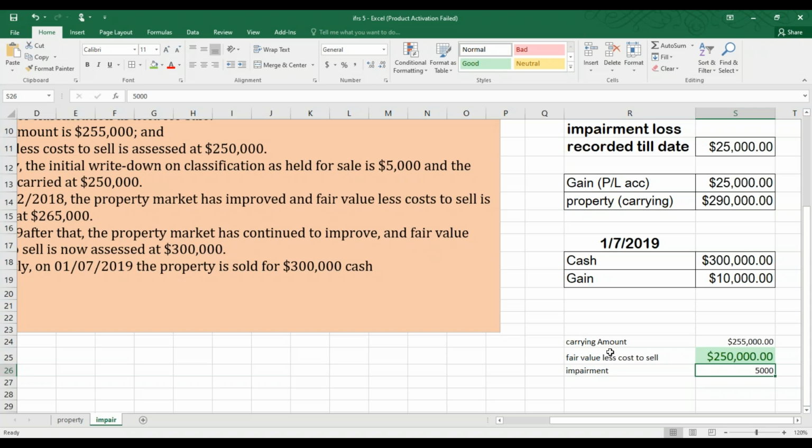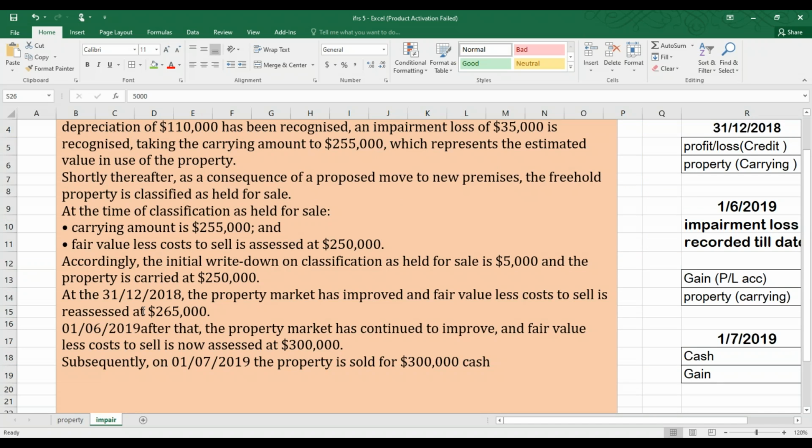My cumulative impairment loss up till 1st of June 2019 was 35,000, which was recorded earlier, and 5,000 which was recorded here. So a total of 40,000 impairment loss was recorded till date, and I can only reverse up to that amount. 15,000 was already recorded in profit on 31st of December, and the remaining 25,000 can only be credited in my P&L, not anything beyond that. So when I add 25,000 to 2,65,000, I am getting a property carrying amount of $2,90,000.